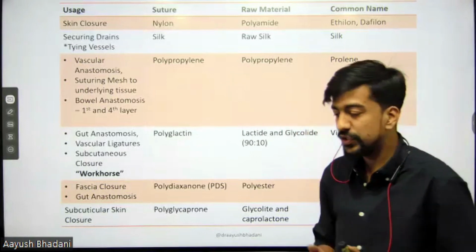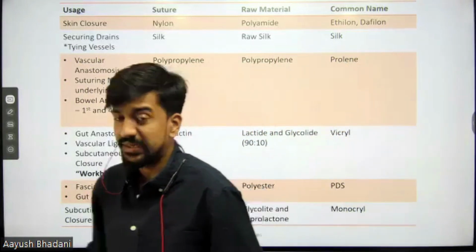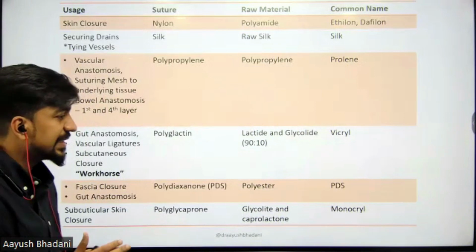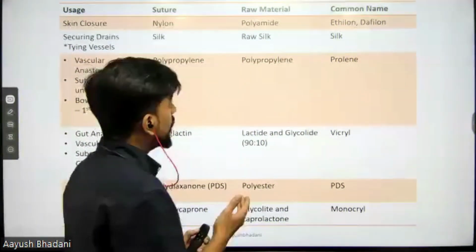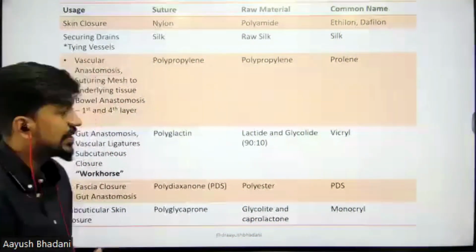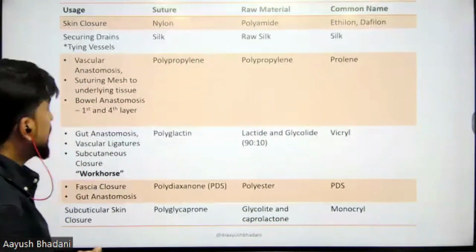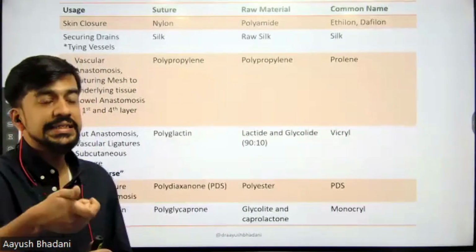So what do we use? We use something as simple as nylon. It is a monofilament synthetic thread, has excellent properties, and the common names are Ethilon or Dafilon, the raw material being polyamide.